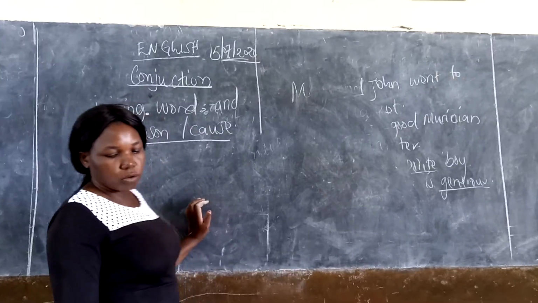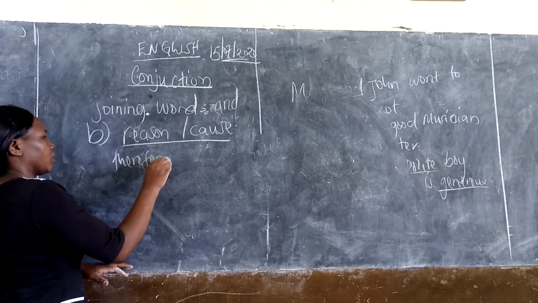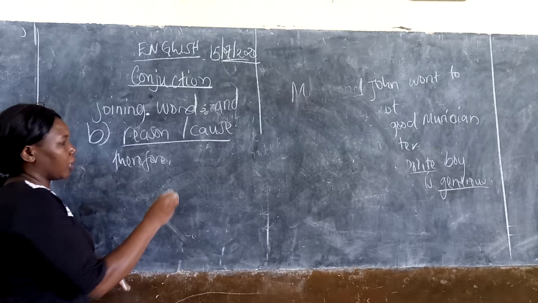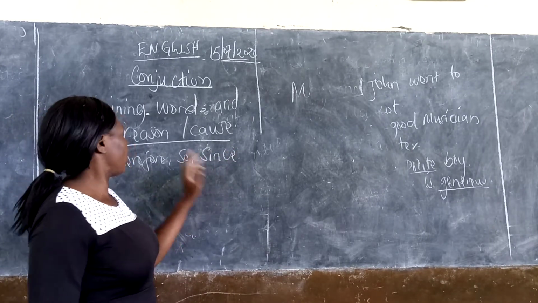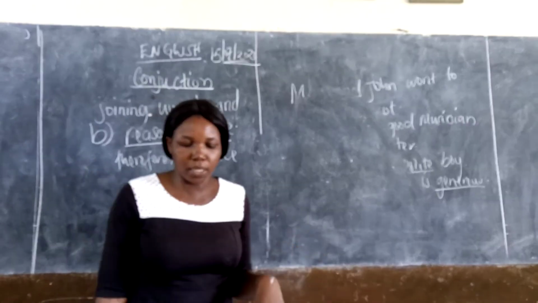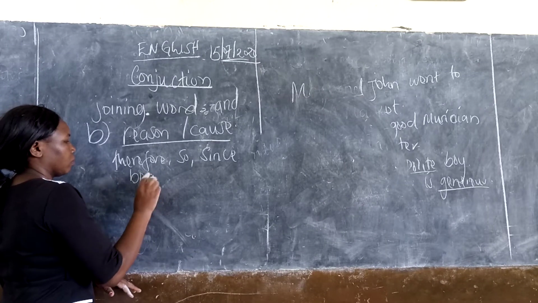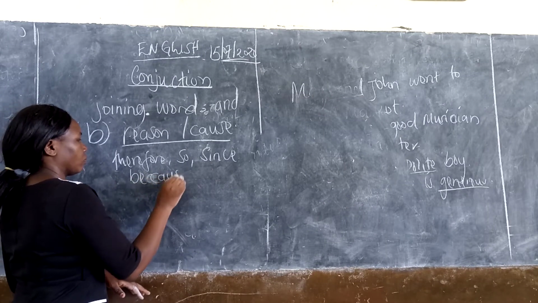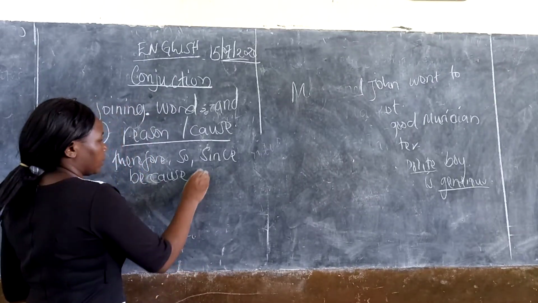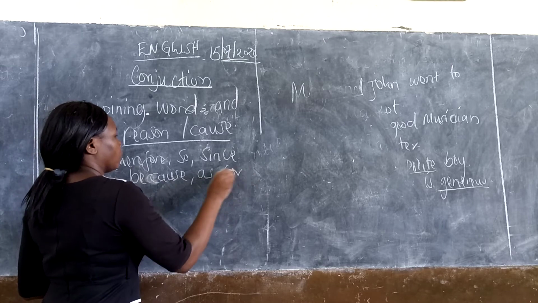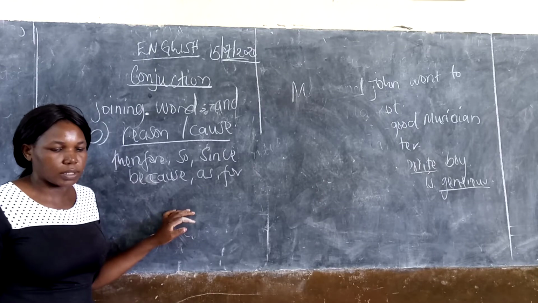We are talking about therefore. We are talking about so. We are talking about since. These are examples of reason why something happened. We are talking about because. We are also talking about as for. Let's see these examples in a sentence.